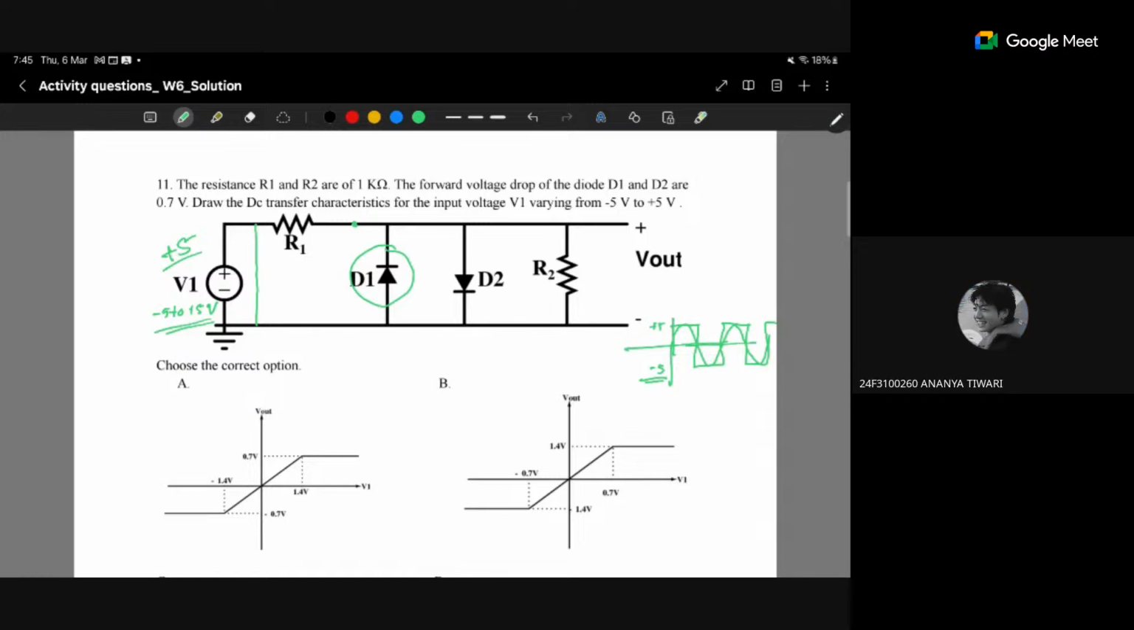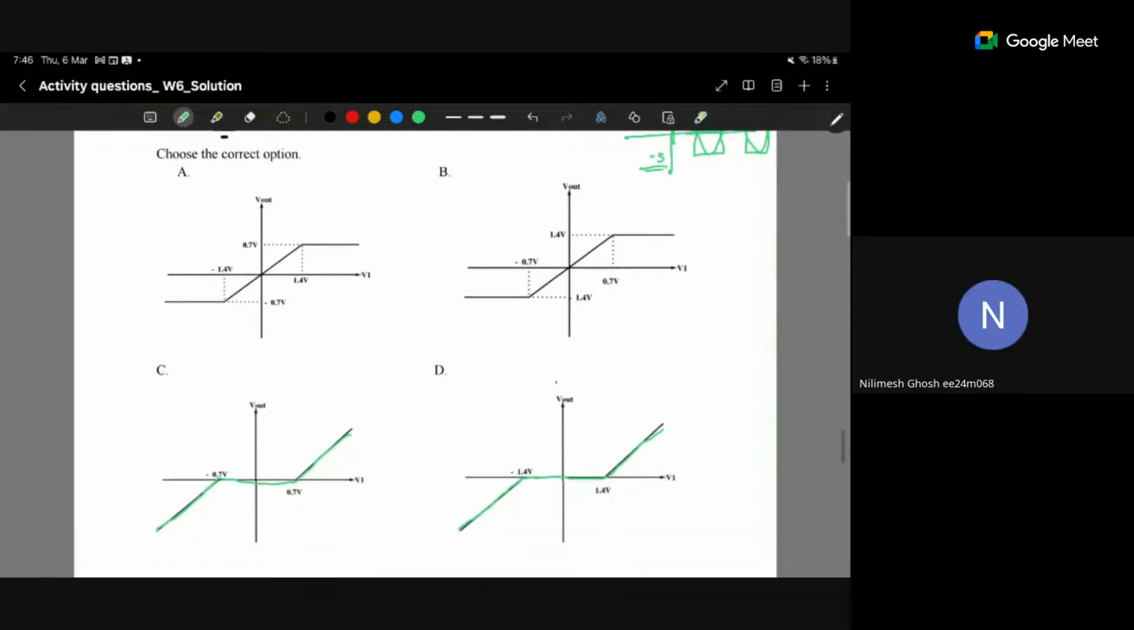Now we can say that this diode will be reverse biased, right? But if there is a positive voltage, this diode will be forward biased. So at plus 5 volt, if this diode is forward biased, what will be the voltage across it? We can model it as positive, then negative, 0.7. Everyone got it? So at V1 equal to 5 volt, the V out will be 0.7 volt, right?